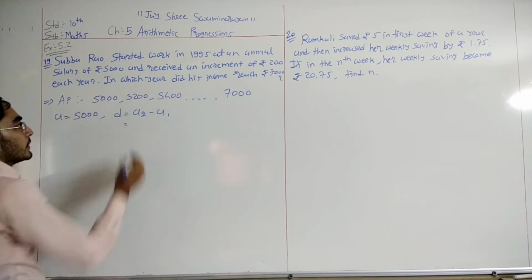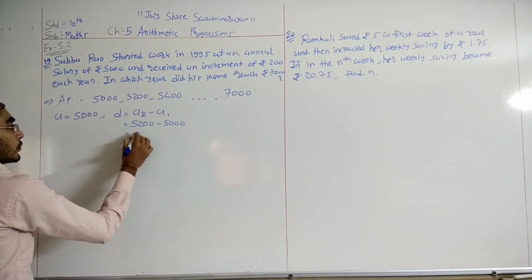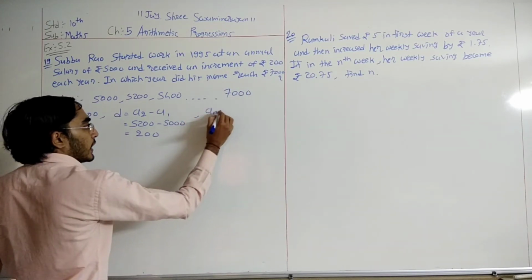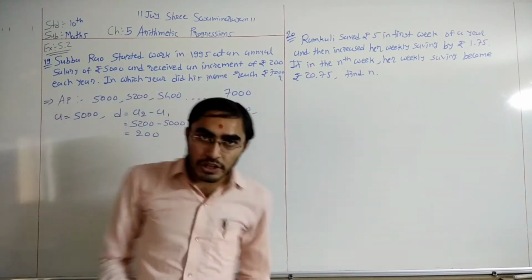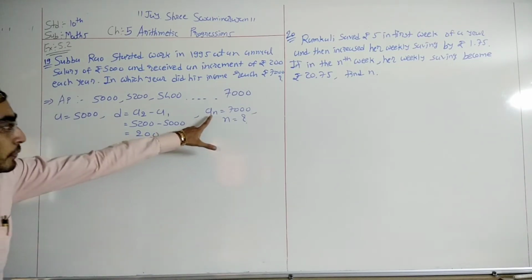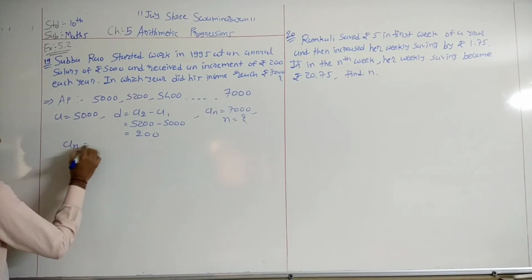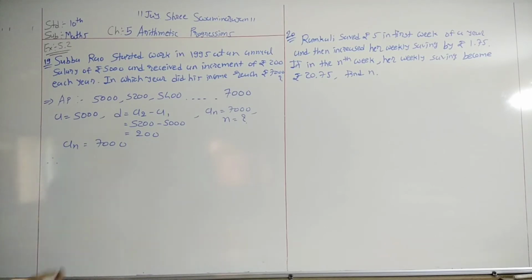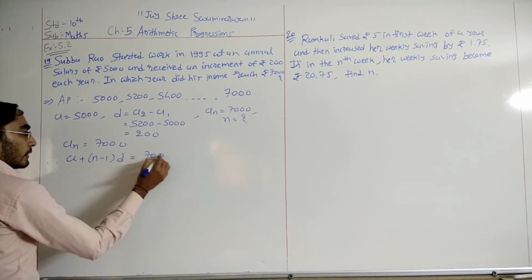Second term minus first term. So 5,200 minus first term 5,000, it is 200. And we know the value of this term, an is 7,000. But we need to find the value of n. In which year does it become 7,000? So now we need to use this value, an is equal to 7,000. Use the formula of an. What is the formula of an? a plus (n minus 1)d is equal to 7,000.